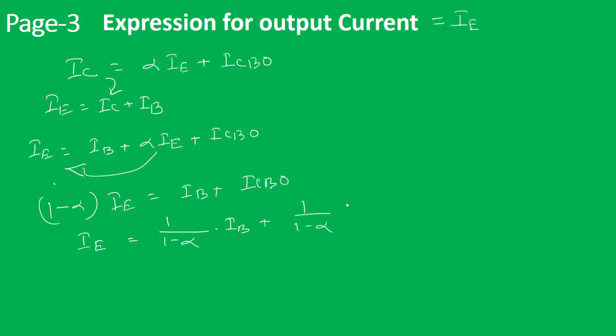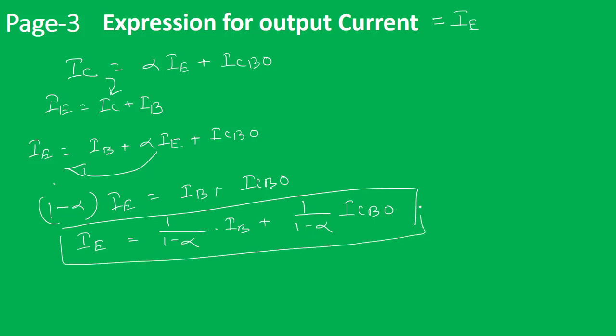1 by (1 minus alpha) into ICBO. So this is one relation, IE in terms of alpha, ICBO and IB. Another relation we can have: we can replace 1 by (1 minus alpha) with gamma, as we have seen. So we can also write this as gamma IB plus gamma ICBO. This is another relation in terms of gamma.